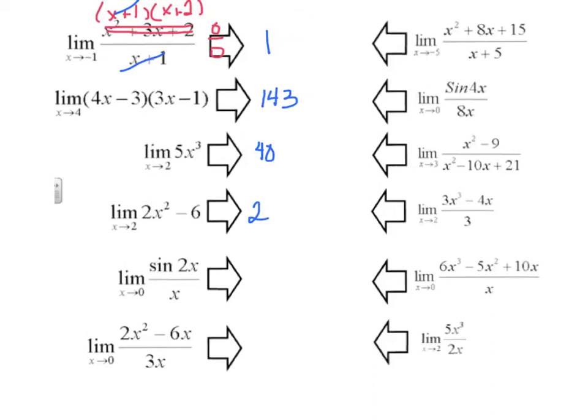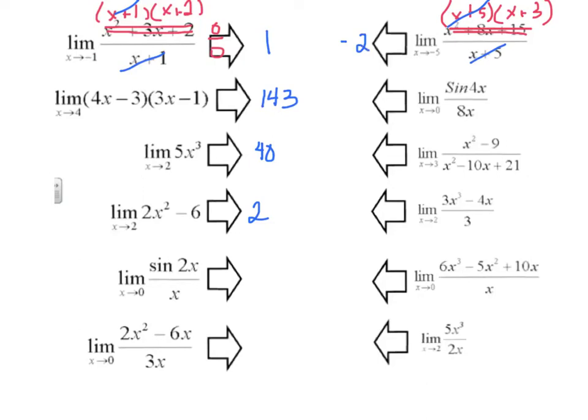All right, going down to the next one. Actually, let's go over. If I plug in -5 here, of course, 0 on the bottom, but you've got to check the top. 25 minus 40 plus 15, I do get 0 over 0. So I factor. This would factor to be x plus 5 and x plus 3. The x plus 5s divide out. Try again. Plug in -5. -5 plus 3 is -2.